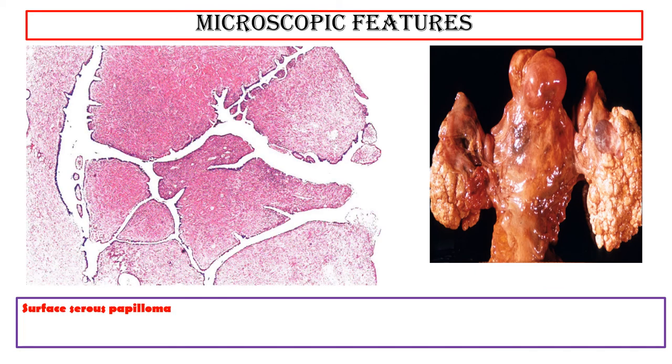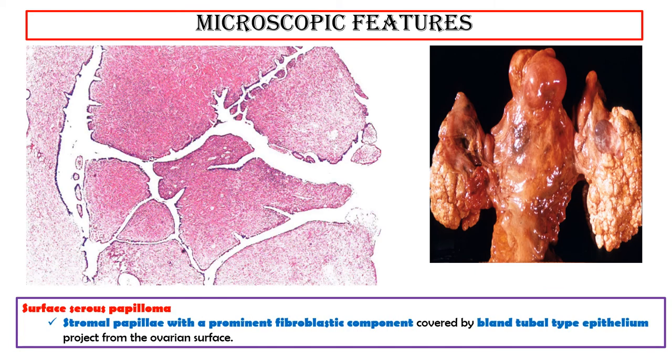Surface serous papilloma. Stromal papillae with a prominent fibroblastic component covered by bland tubal type epithelium project from the ovarian surface.